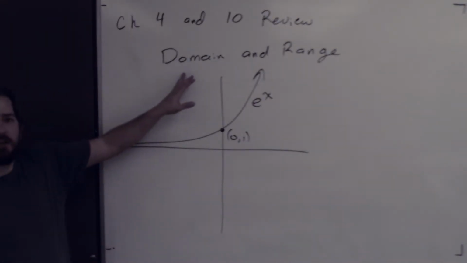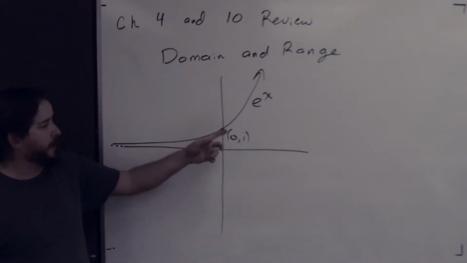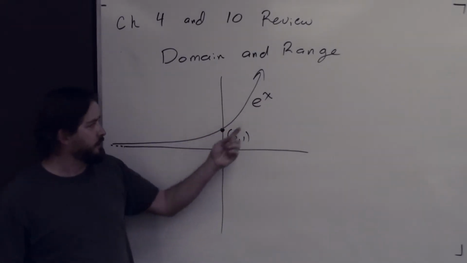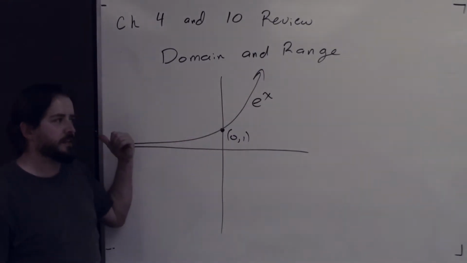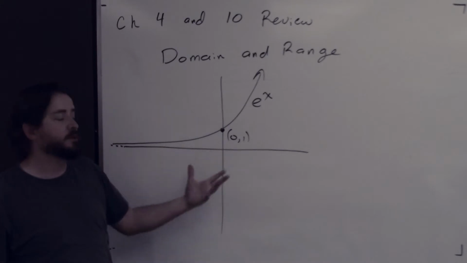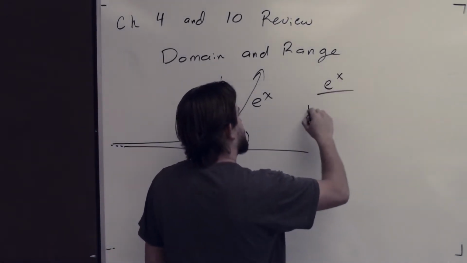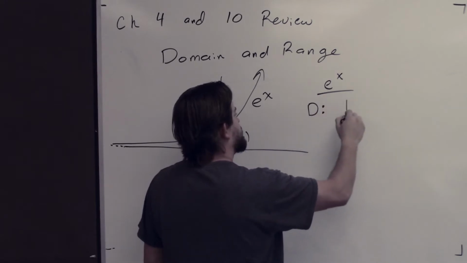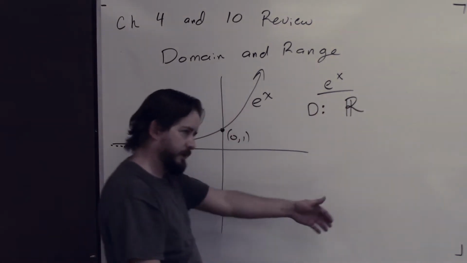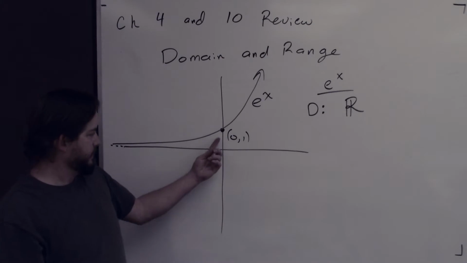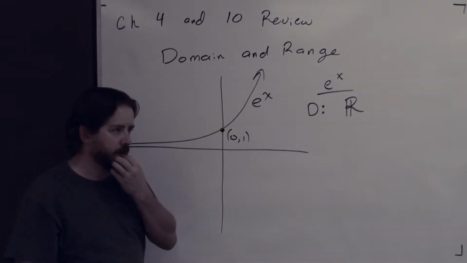The domain is all x values that I could plug in there, and I can plug anything in there. All of these positive numbers, all of these negative numbers, any of these real numbers I can plug in there. So for e to the x, my domain is all real numbers. It's everything, from negative infinity, including 0, all the way up to infinity, right?